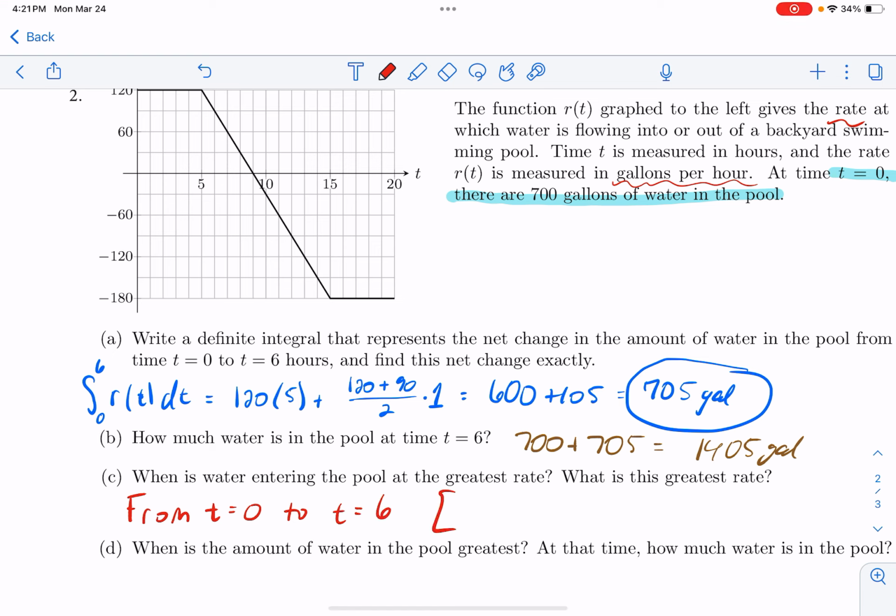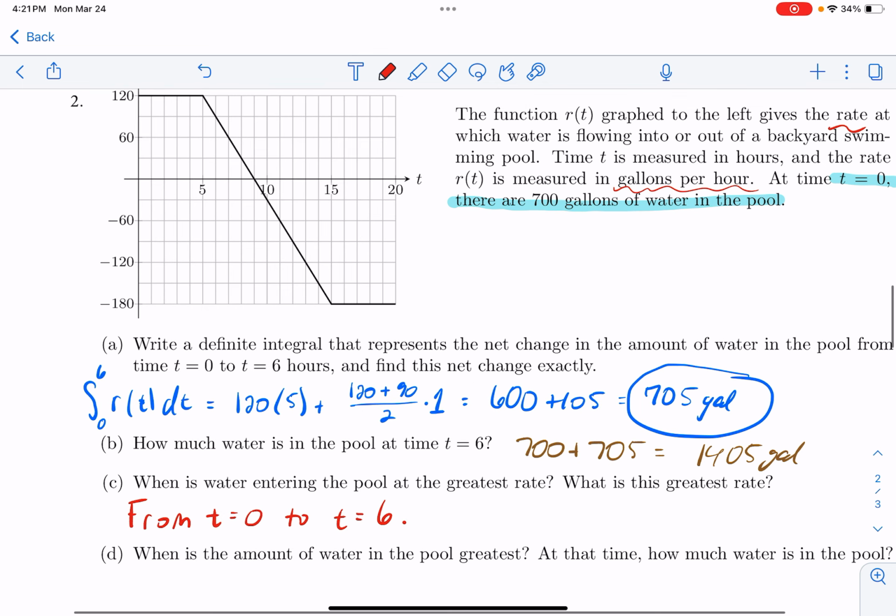You could write this in bracket form. You could write this as an inequality. I know not a lot of students like doing that, but you could write this in whatever method you want in order to get your point across. So from t equals 0 to 6, and what is the greatest rate? Well, it's just the output. It's 120 gallons per minute.